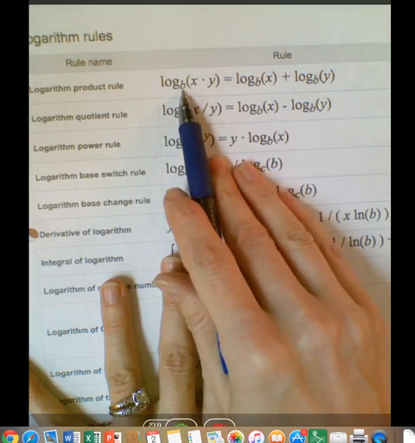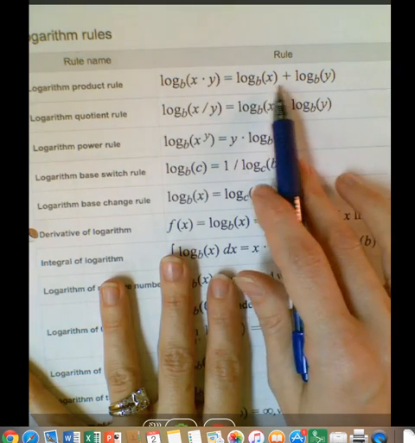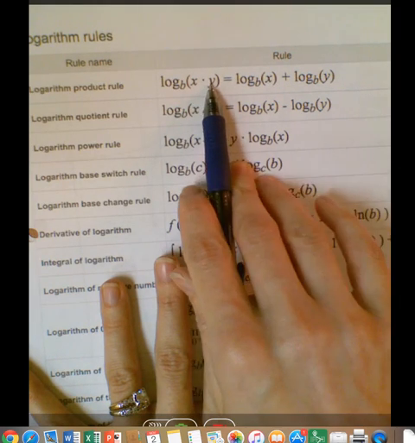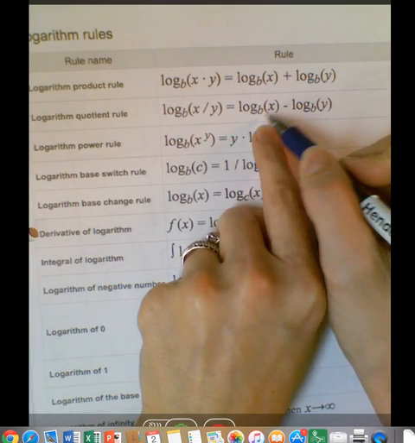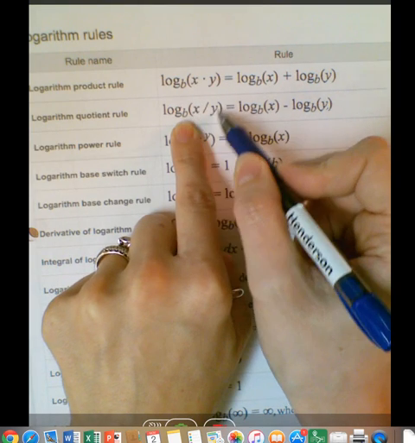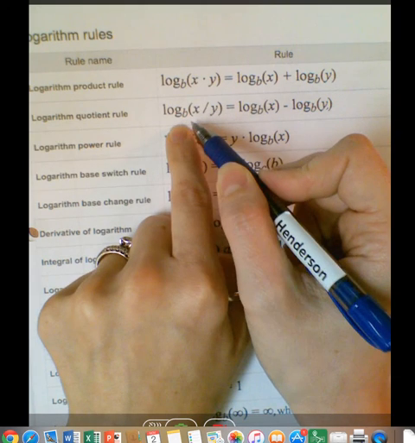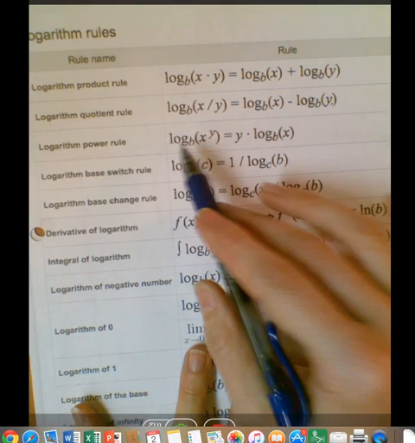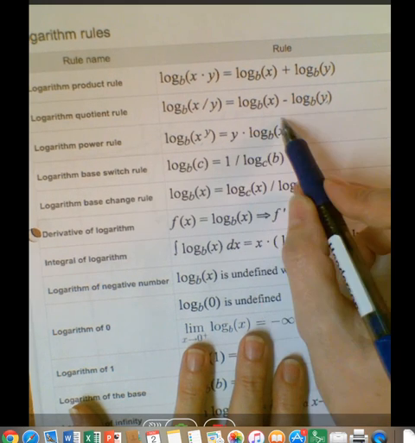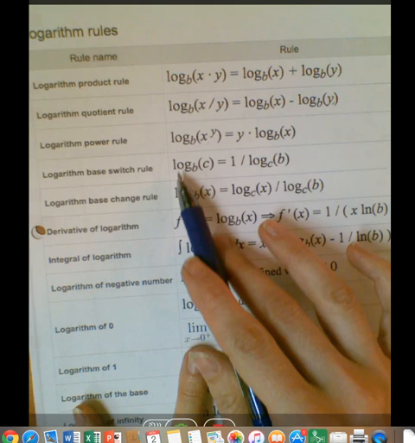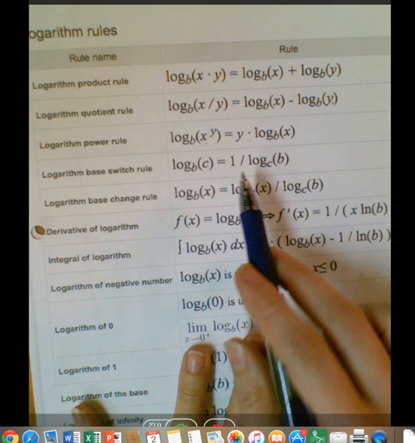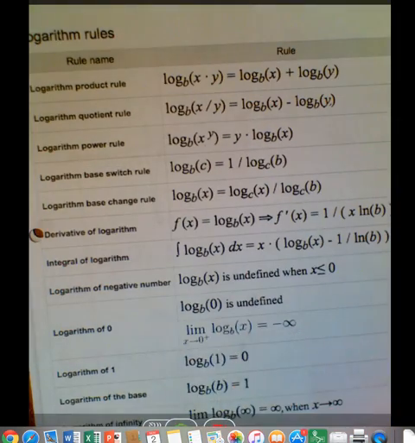So as long as two things have the same base, they could be written as the product. Okay, log base b of x minus log base b of y can be written as the quotient, so long as they both have the same base. Log base b of x to the y becomes the multiplier. Log base b of c is equal to 1 over log base c of b.